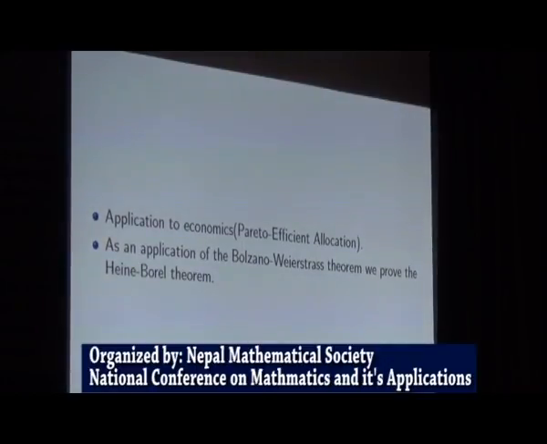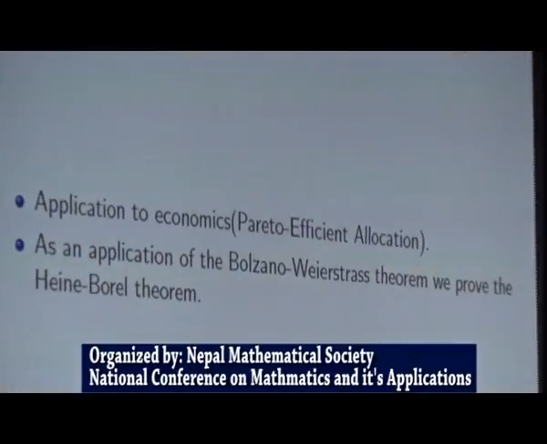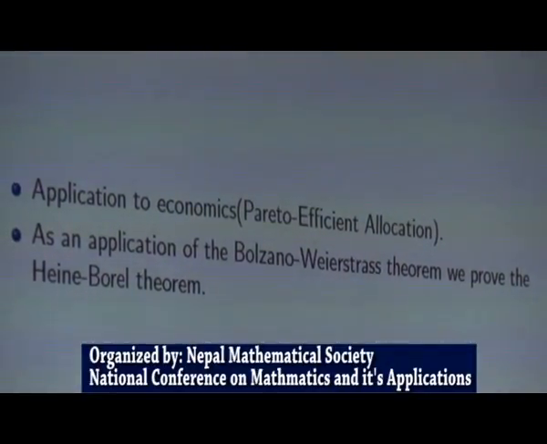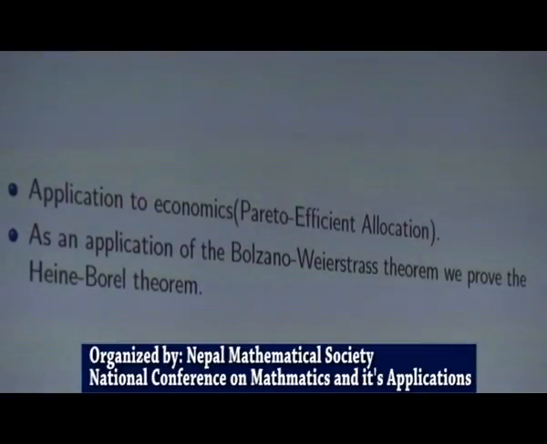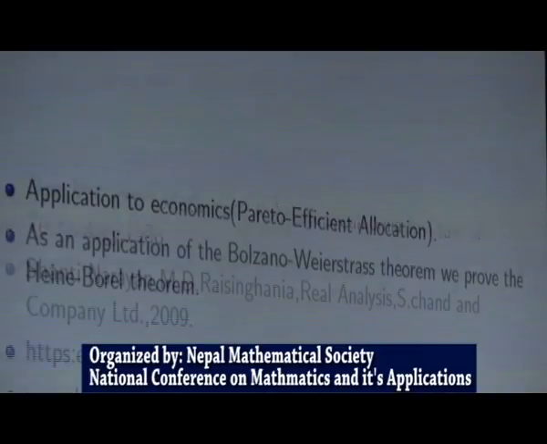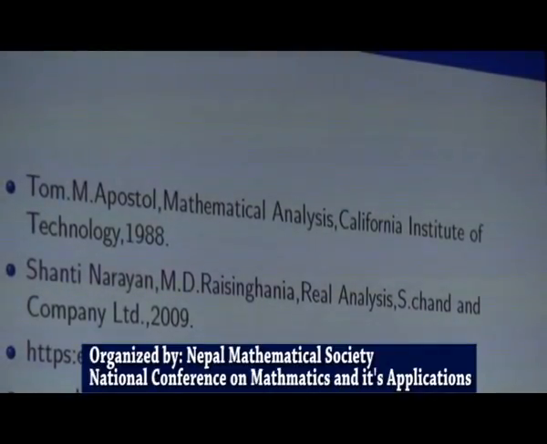Then there is an application to economics. The Bolzano-Weierstrass theorem is also applied in economics; that is Pareto efficient allocation. As an application of the Bolzano-Weierstrass theorem, we prove the Heine-Borel theorem, and a similar approach is used in the bisection method for numerical analysis. These are the applications.